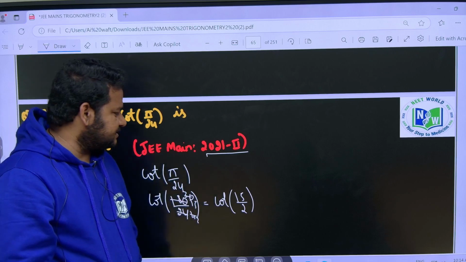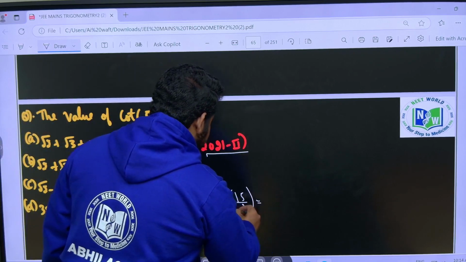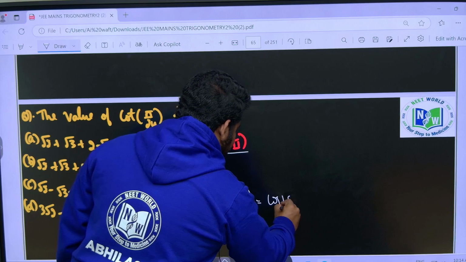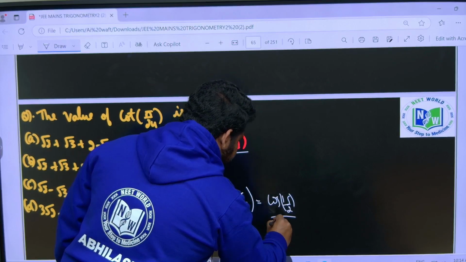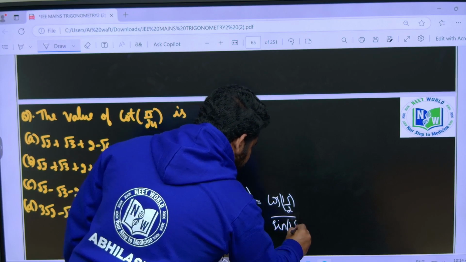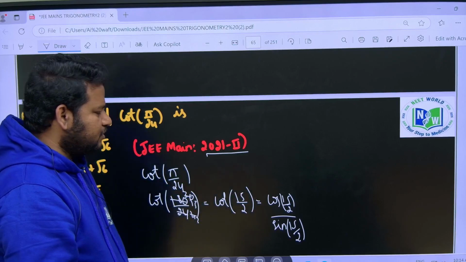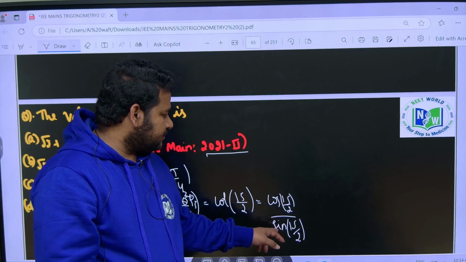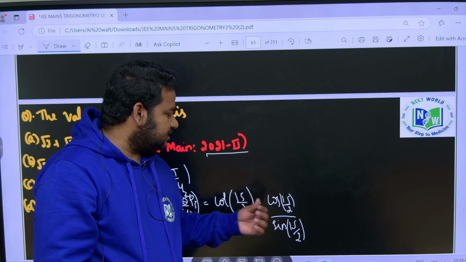Let us express it in sine and cos. Cot 15 by 2 is nothing but cos 15 by 2 divided by sin 15 by 2. If it was cos 15 and sin 15, we could have directly written the values. But here it is cos theta by 2 and sin theta by 2.